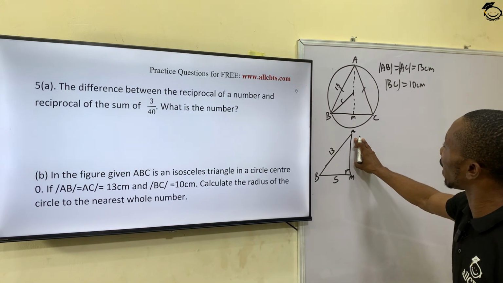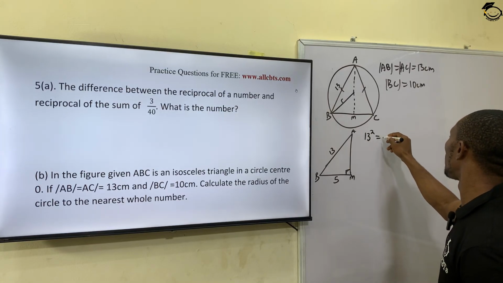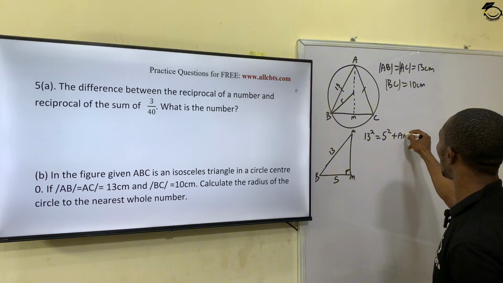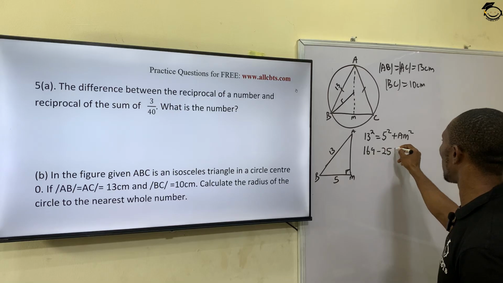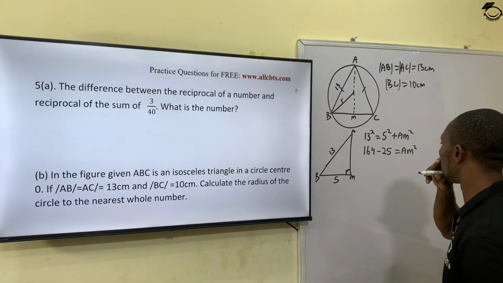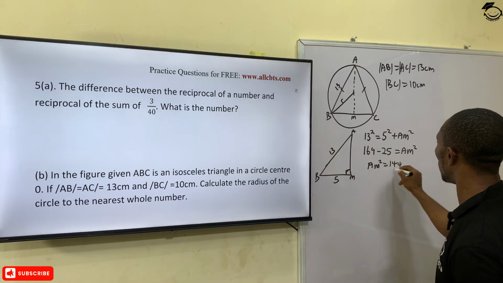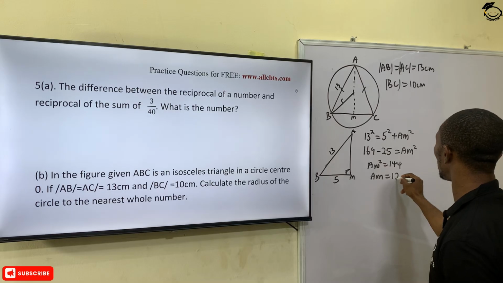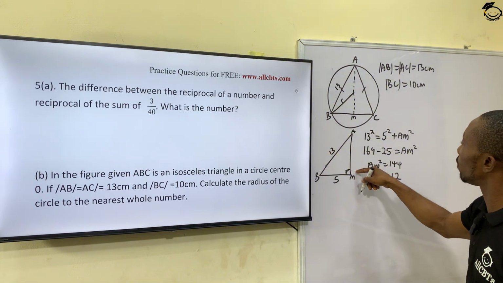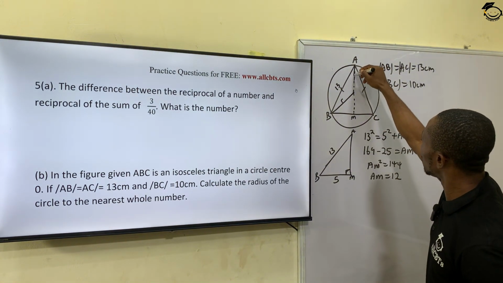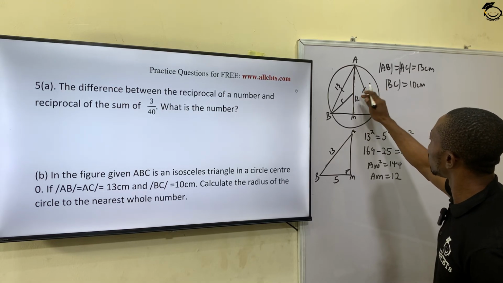Okay? So for us to find the height of this triangle, by Pythagoras rule, it will be 13 squared equals 5 squared plus AM squared. So this will be 169 minus 25 equals AM squared. So our AM squared equals 144. So our AM would be 12. That is the square root of 144. So if our AM is 12, this is 12 cm.